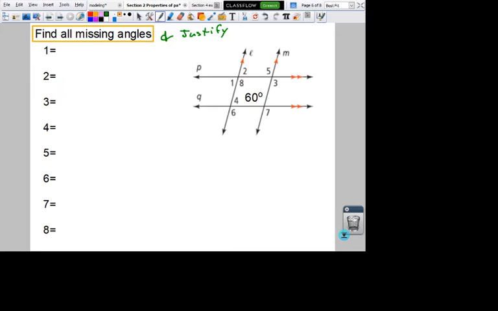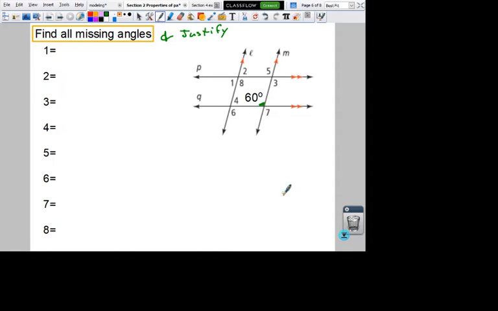Alright, so if you're working on these on your own, keep working on them, but we'll start going over some of these together. So let's look at 60 degrees. This is this angle right here, right? So if I know that one is 60, I can find at least a couple other angles.